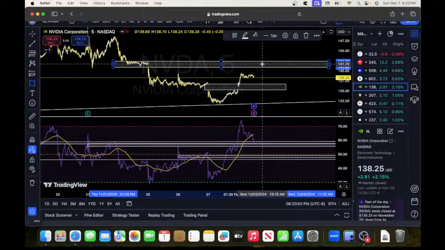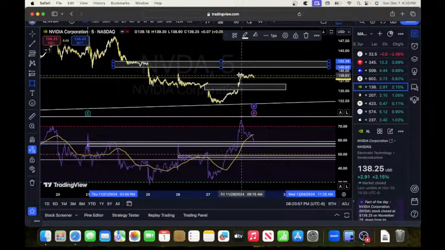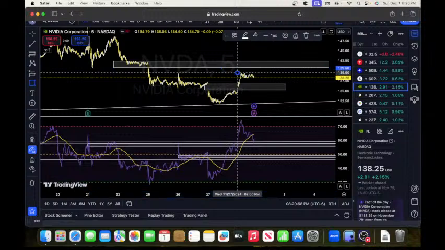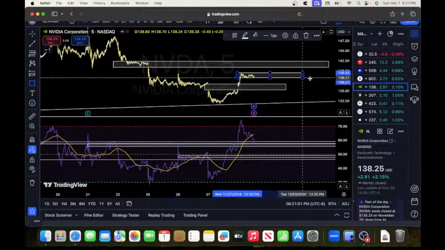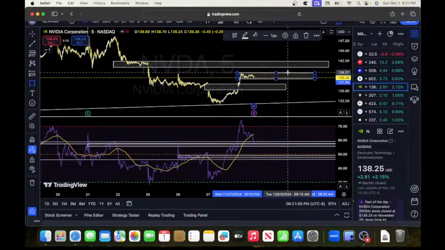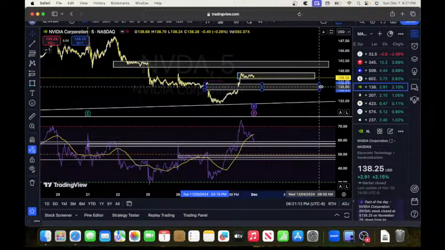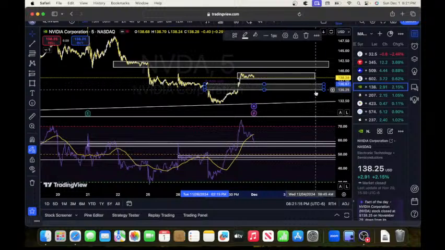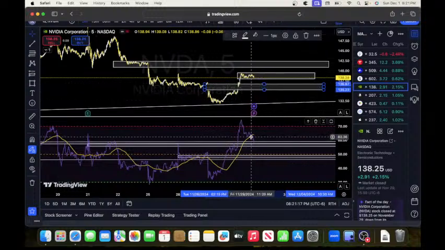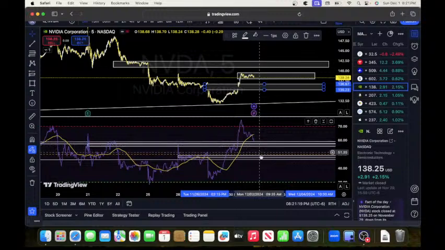So if it pops up here, you're taking rejections here, unless the market's just moving. You're taking this consolidated zone here, and you're looking for a rejection back down to 139, back down to 138, and then possibly 136 and 135. And this would just be where you'll watch the RSI.